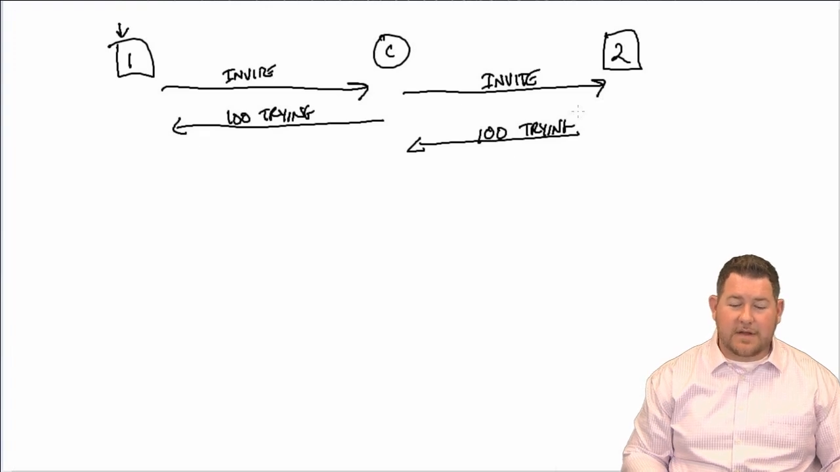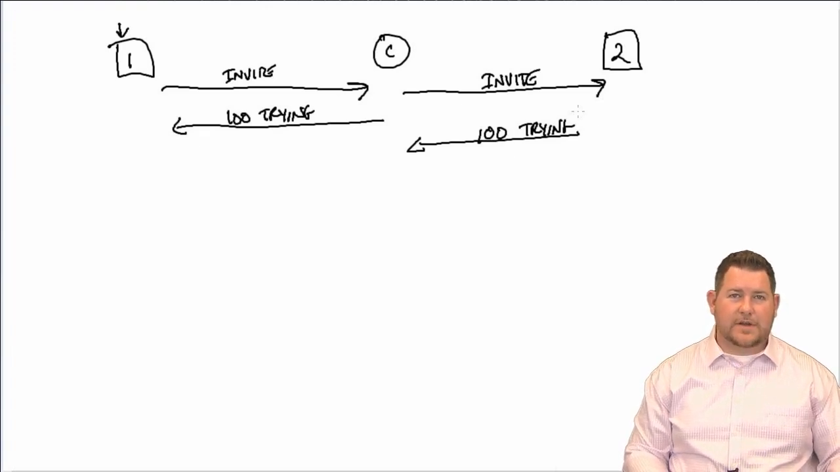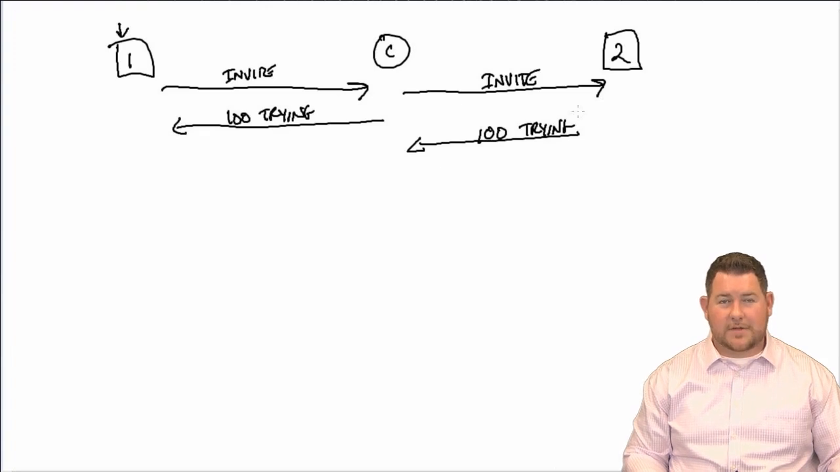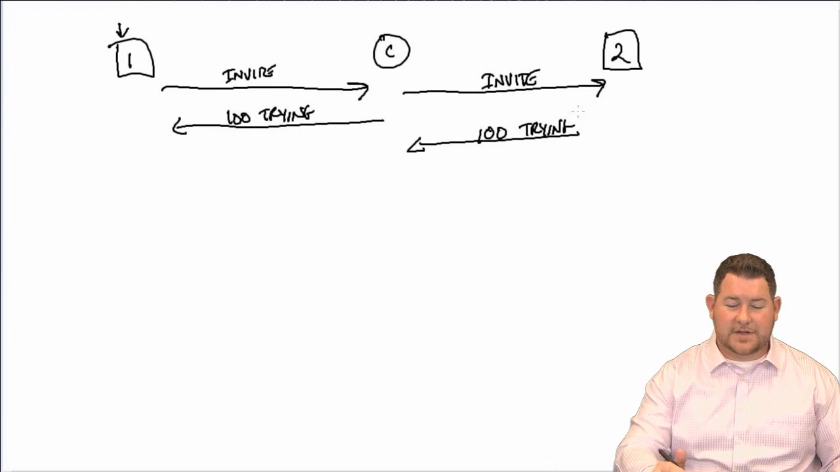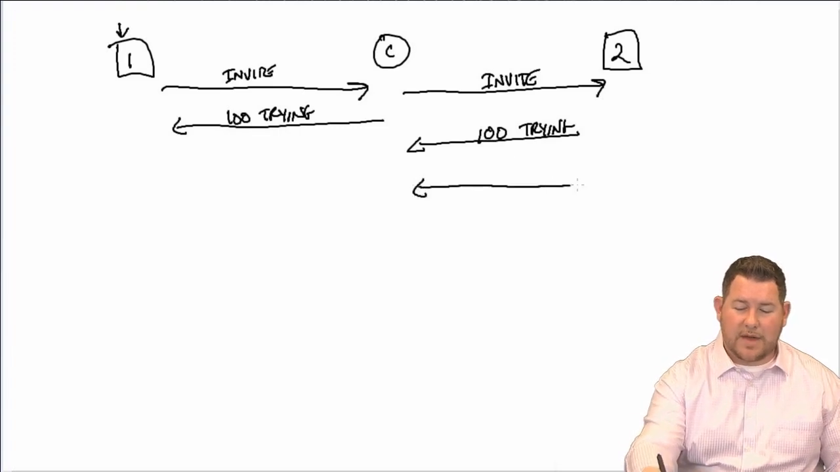So the next thing that's going to happen is either we're going to have some type of error or we're going to have ringing, which means that the phone is actually ringing. The endpoint 2 has located the actual phone itself it wants to ring, and it's ringing it. So at that point, we will get a message back from endpoint 2 saying 180, ringing.